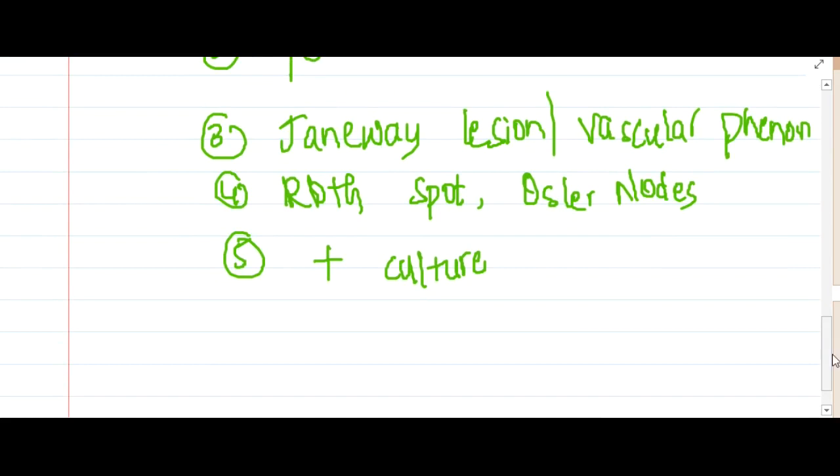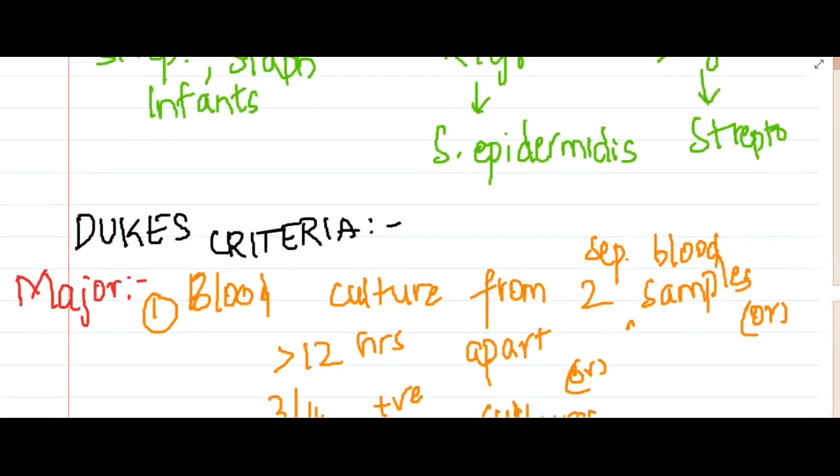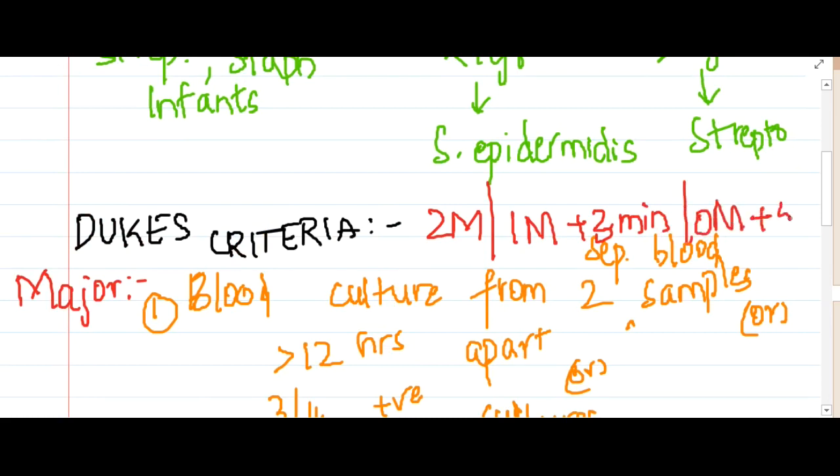For infective endocarditis to be positive, we should have at least two major criteria, or one major plus three minor criteria, or 0 major plus 5 minor criteria.